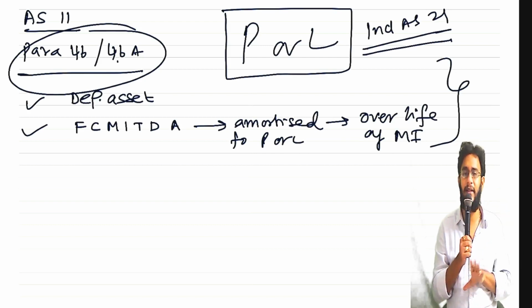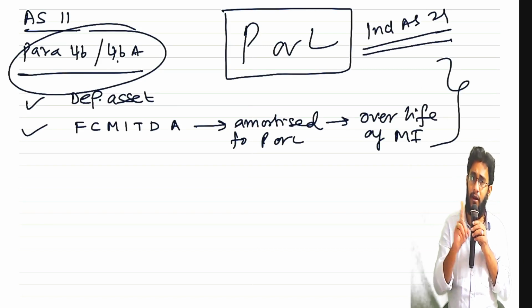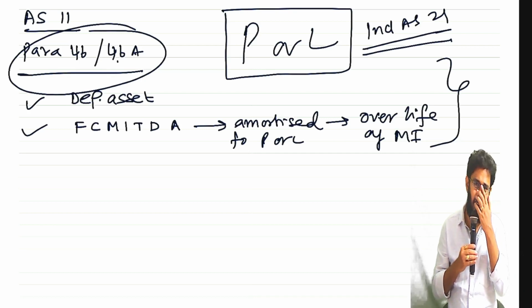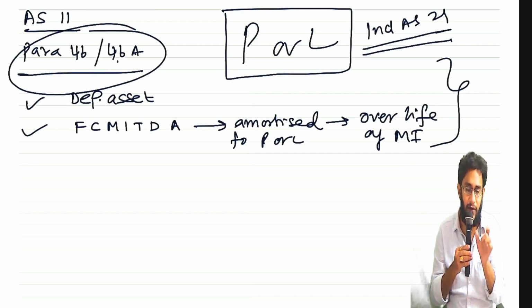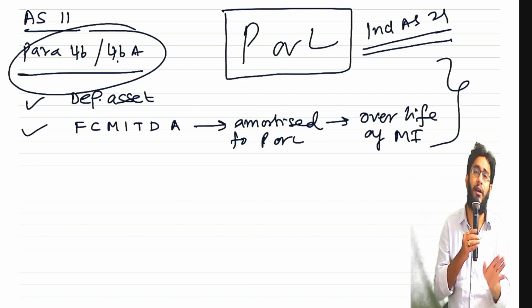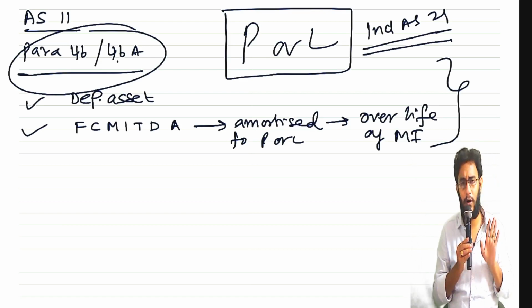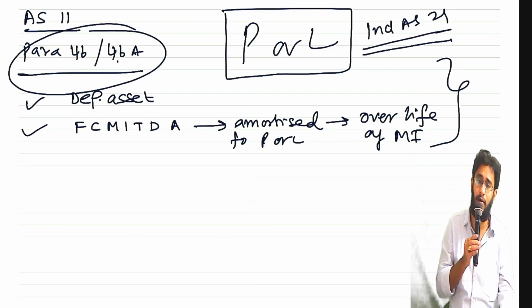So to summarize it in one line, it is like this. If an entity has been applying paragraph 46, 46A principles of AS 11 in the past and is now migrating to Ind AS, then if they want, they can continue to apply such principles in respect of that monetary item only. Hereafter, in the sense after the date of transition, you have to compulsorily apply Ind AS 21 for new monetary items. For existing monetary items, you can continue to apply that paragraph 46, 46A treatment. That's it.